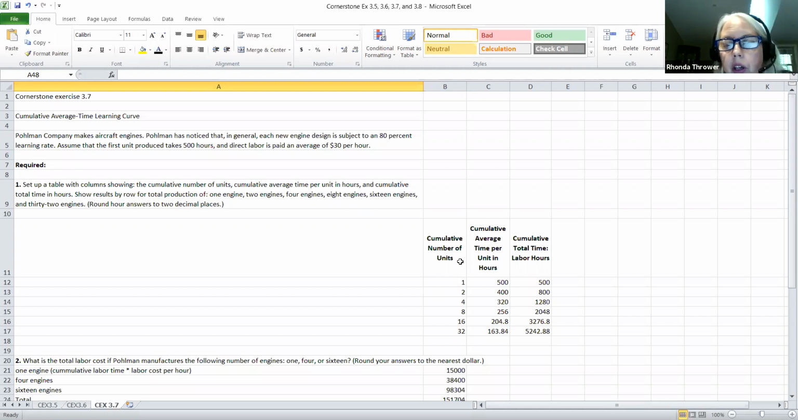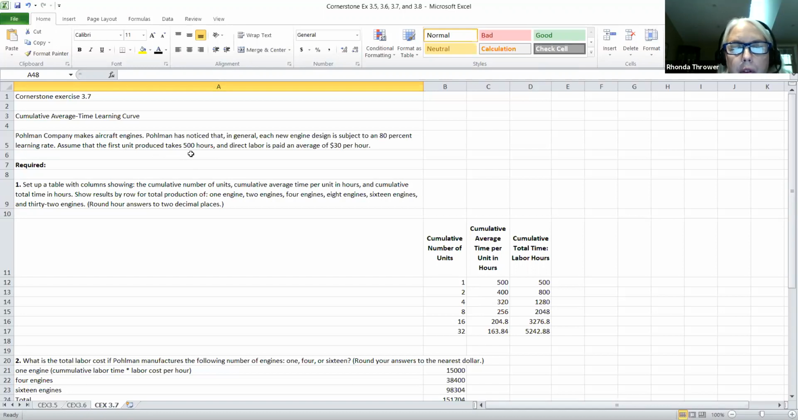So the cumulative number of units that they're producing, they started with 1 unit, then they doubled it, and then they doubled this unit, and then they doubled this one, and they kept doubling it all the way down through here. So we're not calculating units 1, 2, and 3. Notice 3 is missing. They're doubling it every time, and so we're calculating the cumulative number of units based on this doubling of the number of units.